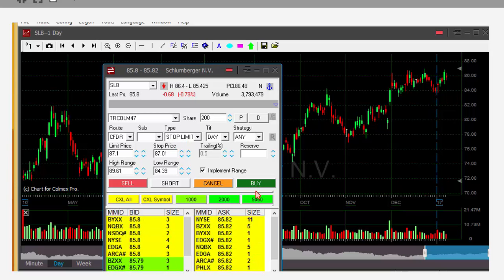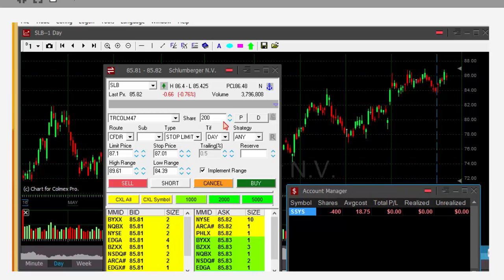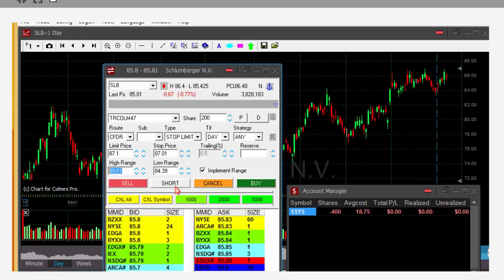If I'm going to click the buy button, that's the order: please go long 200 shares if it moves over 87 and not more than 87.01. However, if it moves down, never lose more than 3%. If it moves up, sell at a 3% profit.